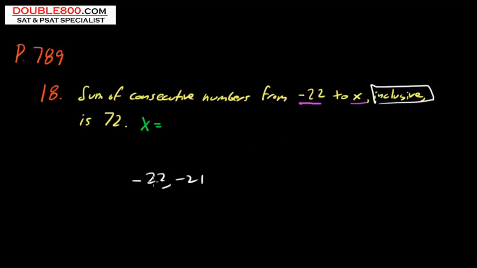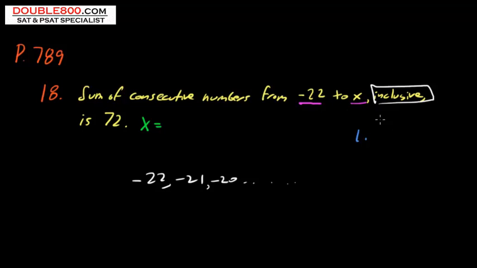So negative 22, negative 21, negative 20. We're progressing all the way to x, and we want a sum of 72. Just 2 steps for this problem. First step. Now this applies only when you're finding the sum of consecutive numbers that start with a negative, just like here. This does not apply if it starts with a positive. That will be in another lesson.